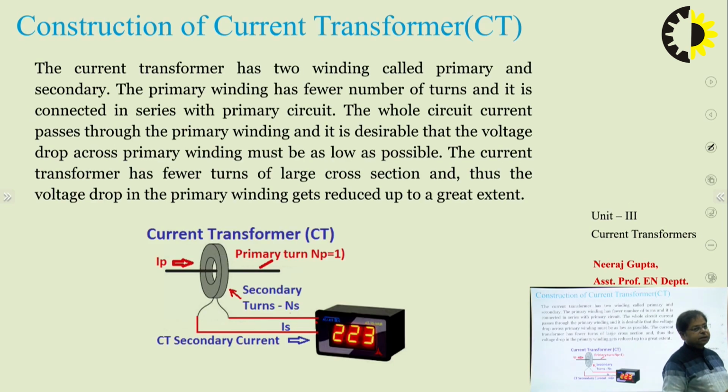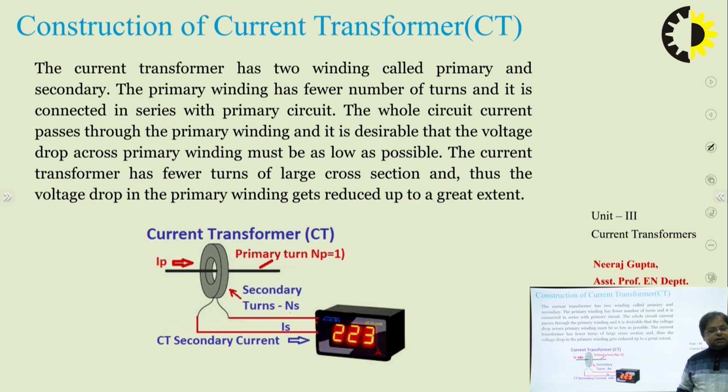Now, first of all, let us see the construction of the current transformer. A current transformer is basically a kind of transformer which is specifically used to measure high currents, where heavy line currents are to be dropped into the measuring instruments' range so that they can easily measure the currents flowing through the heavy lines.